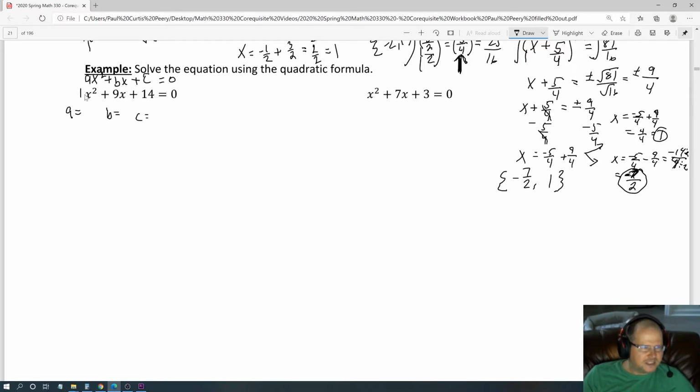Well, that's an understood 1 there, so we get a 1. That right there is a 9. Right, the coefficient of x is 9. That's their b. The constant is a 14, so in this case, we get a 14. And we've identified a, b, and c.